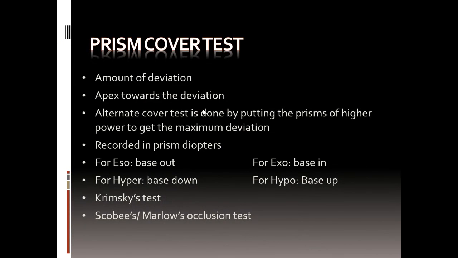So do you get the point why we keep the prism apex towards the deviation? Okay, good. So when we write this, we write for eso, base out, which means the eye is towards the nose and the apex is towards the nose. So whenever we write in terms of notations, it would be base out for eso, base in for exo, for hyper, base down, and for hypo, base up.